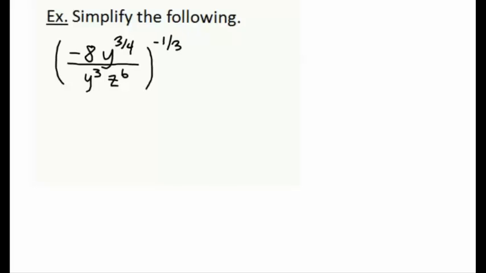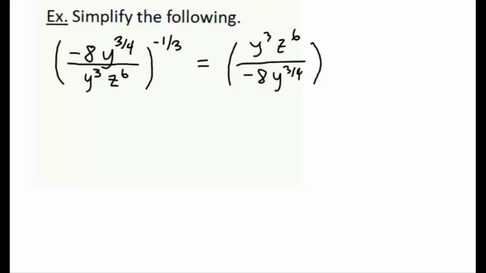Let's go ahead and work through one more simplification. This one's going to be a little bit messier because we have to use quite a few laws of exponents to push this one through. So let's begin by noting that our outside exponent is negative. So we can change that negative 1 over 3 to a positive 1 over 3 by switching the order of our numerator and denominator. So I'm going to move the y^3 z^6 up, the negative 8 y^(3/4) down, and that has the effect of changing our outside power to positive 1/3.